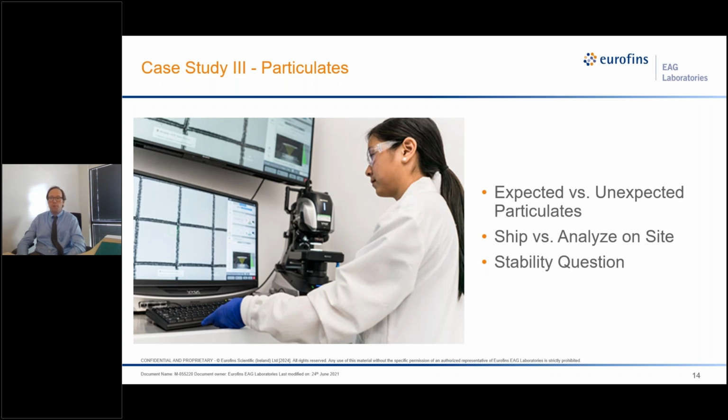There's questions about what to do with these. The standard says to isolate and characterize. That can be done, but the question is where. Some device manufacturers like to characterize them on site where they have their particle laboratories and libraries that they can leverage for identification and characterization.